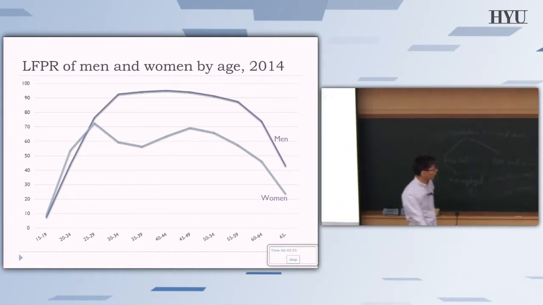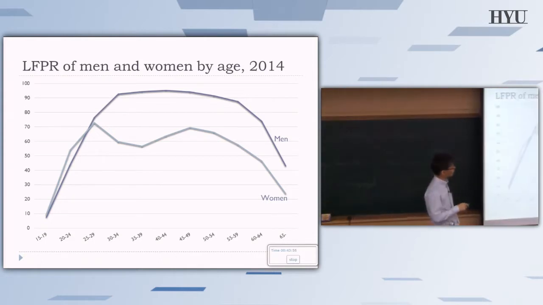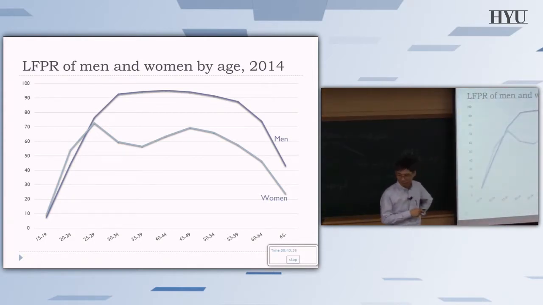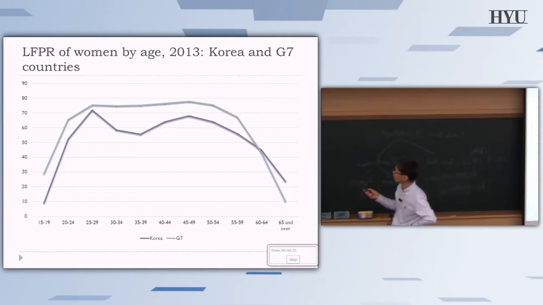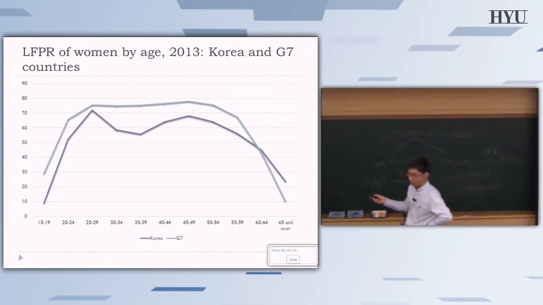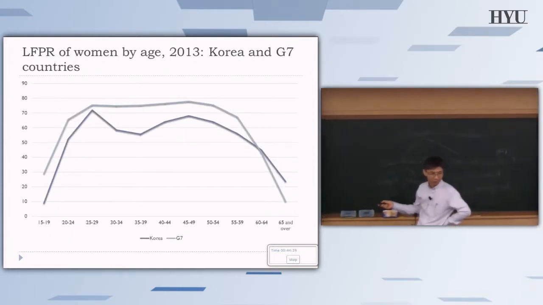So you might think this type of thing is common, but if you look at international statistics, this type of shape is not that common. This one shows the LFPR of women by age. It's not last year but 2013, because the OECD statistics only go up to 2013. This is Korea, the numbers you have seen. It's a different year, but the shapes are basically the same.